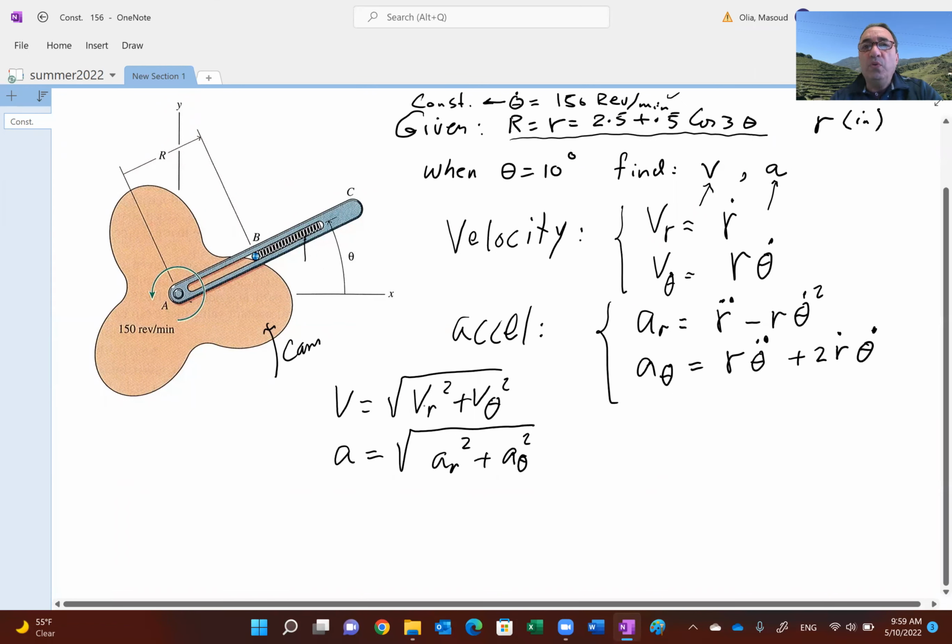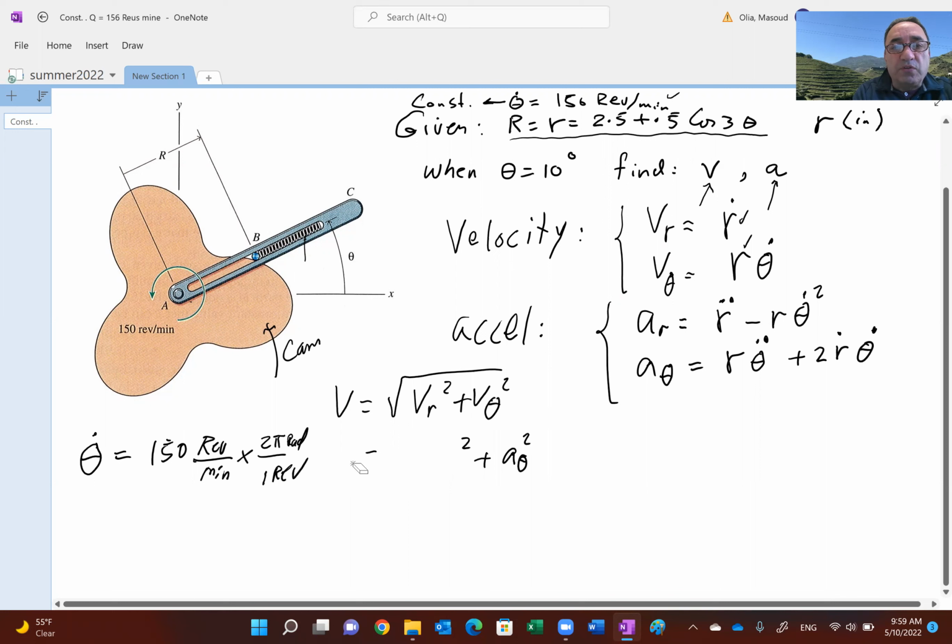All right, so what we need then is r dot, r double dot, and theta dot, which is given. It's just that we have to change the unit. And basically theta double dot. Now, theta dot here is 150 RPM, that's revolutions per minute, right? So we multiply by 2 pi, since 2 pi radians is 1 revolution.